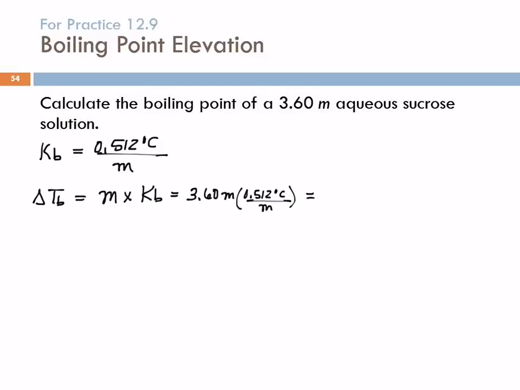So the boiling point elevation is 1.8432. This time this has 3 sig figs. That's degrees Celsius. That's the change in the boiling point. It's not the new boiling point. That would not be a boiling point elevation, would it? So the new boiling point will be the normal boiling point plus the change.